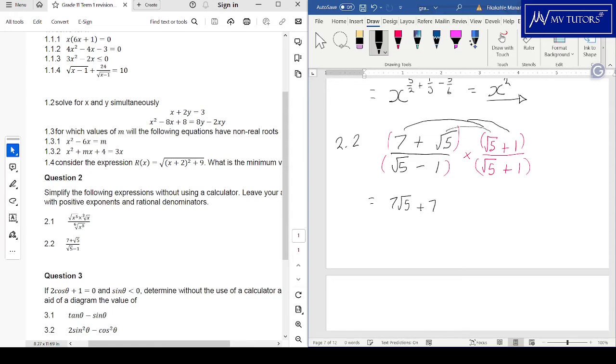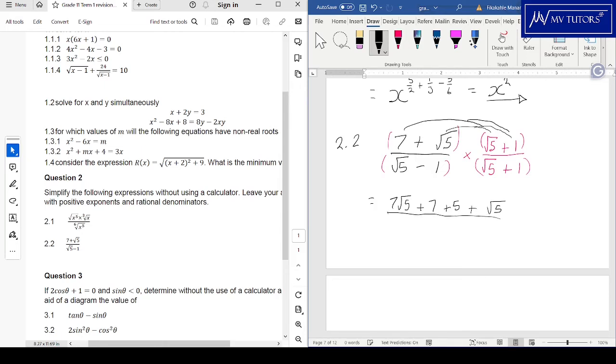Square root of 5 times square root of 5 is plus 5. Remember, when you multiply the square roots, they cancel each other, then you get the number inside. And then square root of 5 times 1 gives plus square root of 5. Now let's go to the bottom.